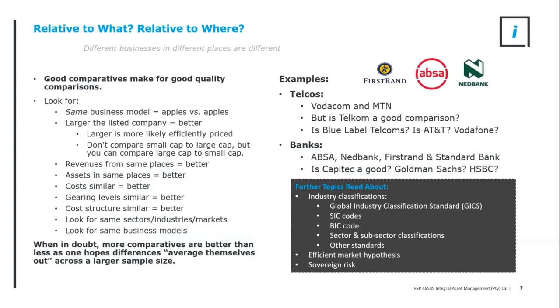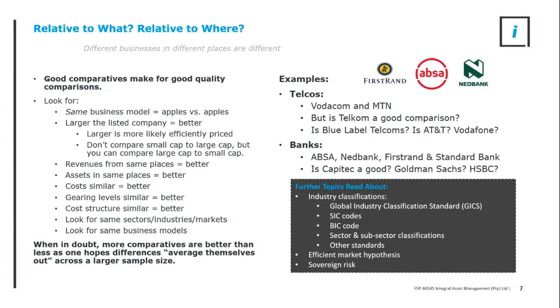So relatives versus absolutes. Jumping into relatives, the next obvious question is, we are valuing this apple versus a bag of apples. Well, what bag of apples do we choose? Relative to what and relative to where? And this may be an obvious thing to state, but let me state it anyway. Different businesses in different places are different. Good quality comparatives need good quality comparisons.